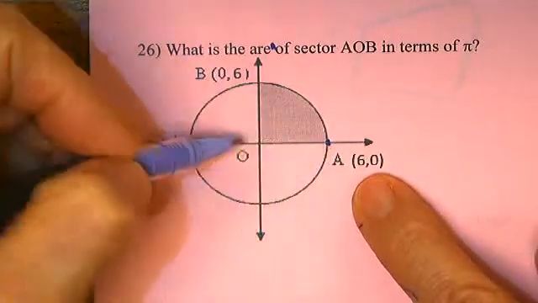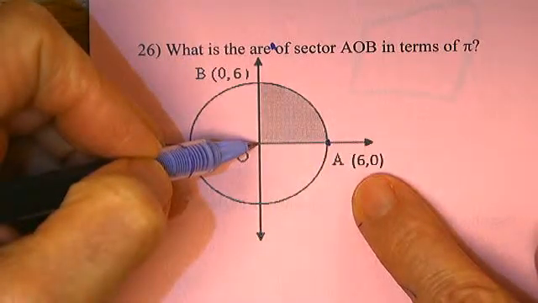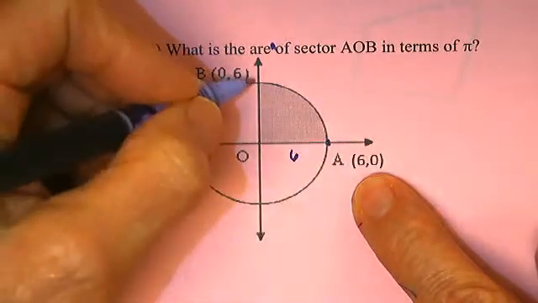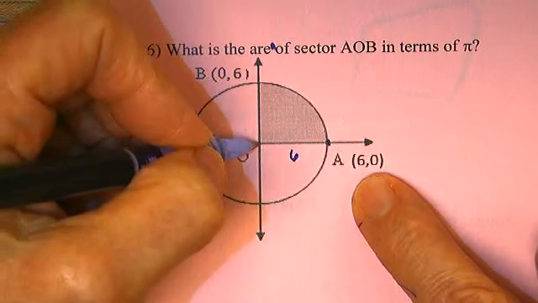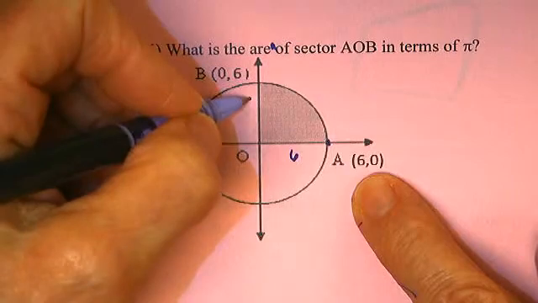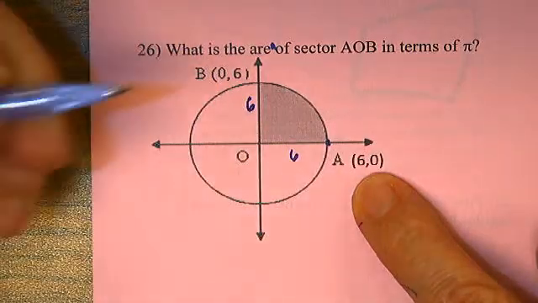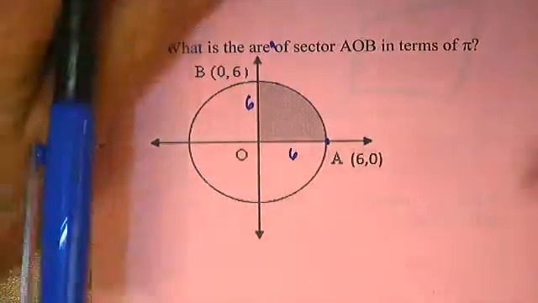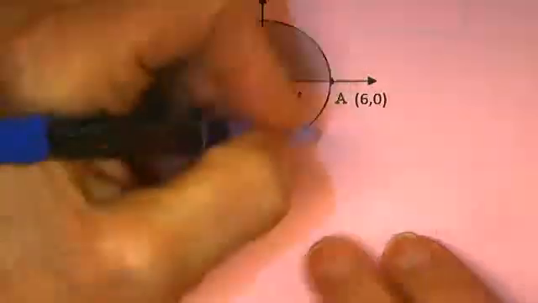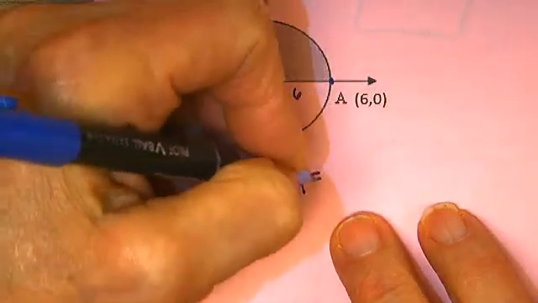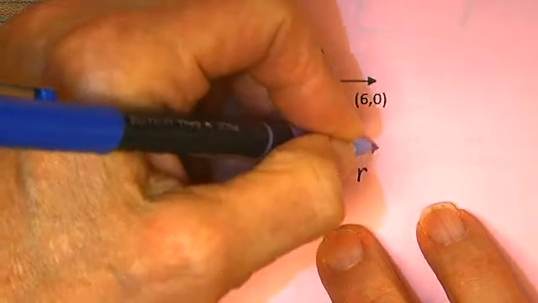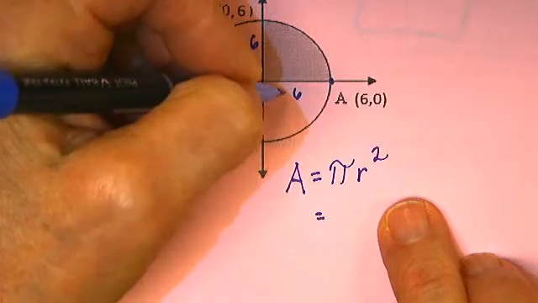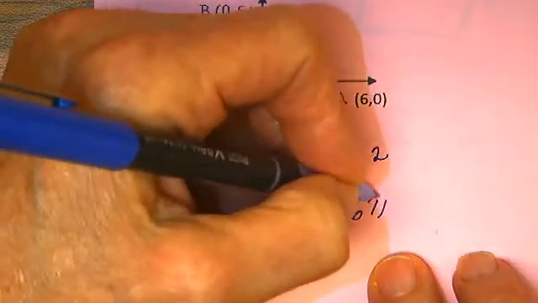If this point is at 6, 0, then we know this is 1, 2, 3, 4, 5, 6. And if this point is 0, 6, we know we started at the origin and this is 6. We obviously have a circle of radius 6. If we needed the area of the entire circle, we would say the area is equal to pi times the radius squared. The radius is 6. 6 squared is 36 pi.